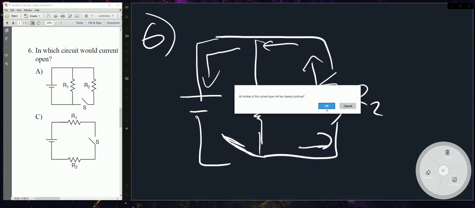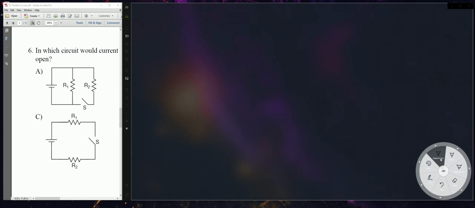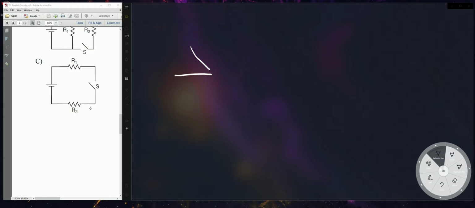So there is an electric current running through R1, and there is no electric current running through R2 because the circuit is not connected, right? The circuit is broken, is not connected. But once you do connect it, you will have an electric current running through R2.